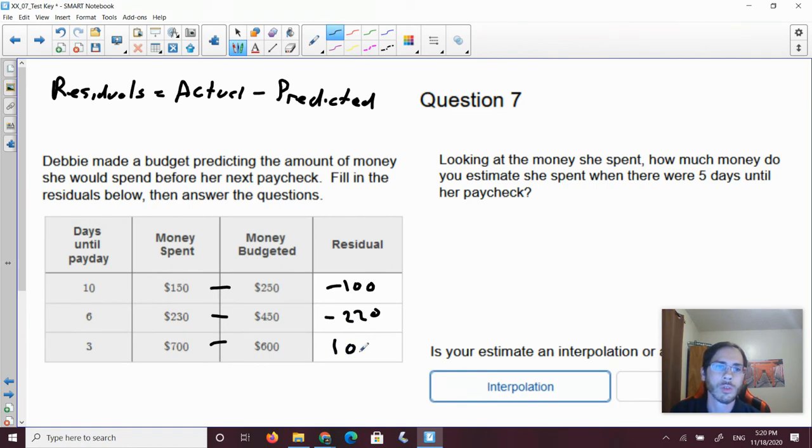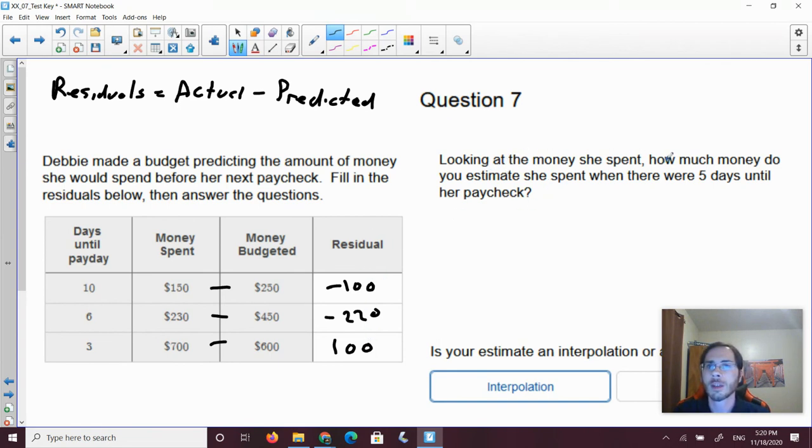So now we see the residual is $100, which means she spent $100 more than she expected to. So something must have happened between day 6 and 3 that she spent a lot of money, because now she's over her budget. So she should watch out because maybe she doesn't have enough money until her next paycheck. But we filled in all the residuals.